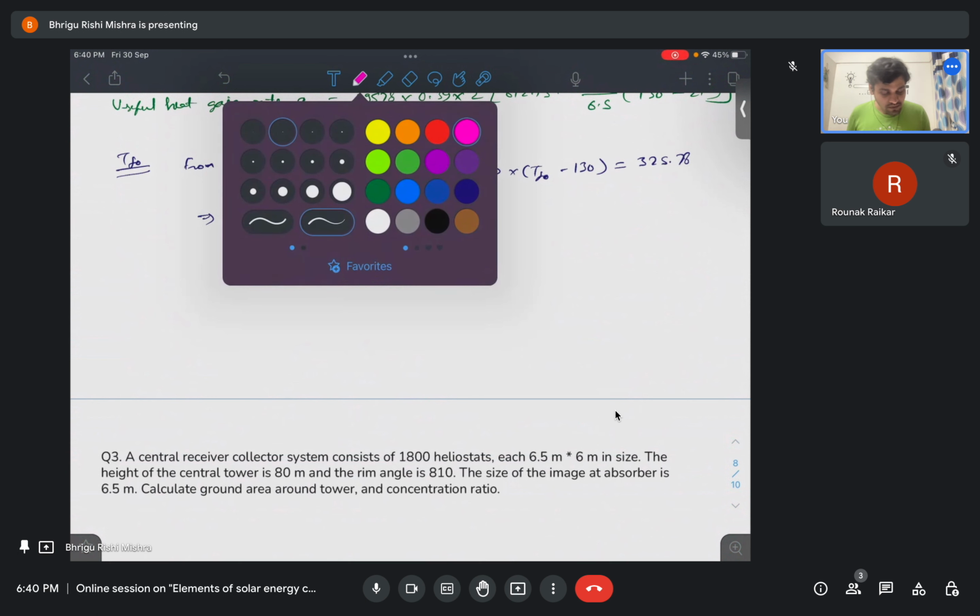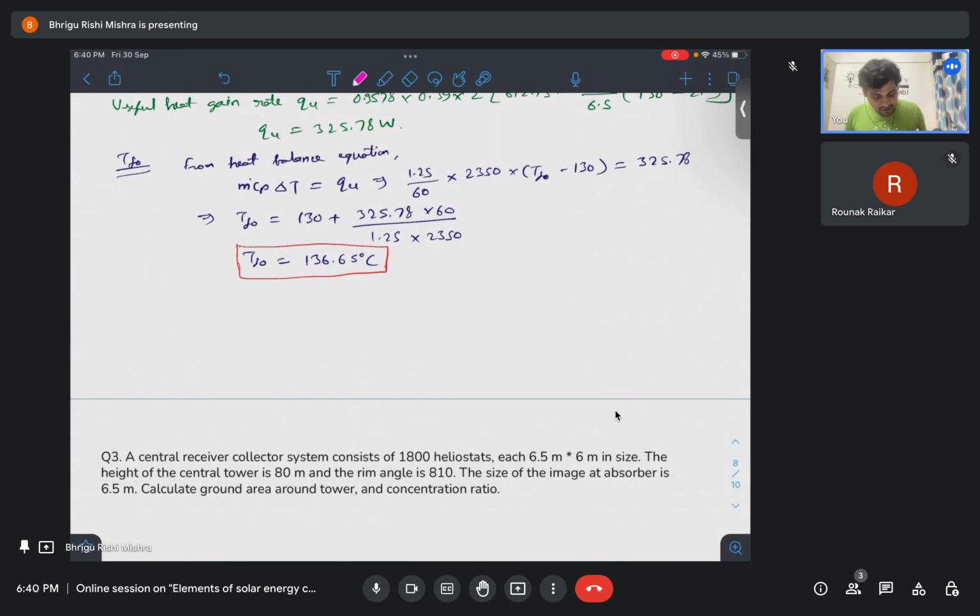Okay, and now the next one is we need to calculate the instantaneous efficiency, that means eta I. So instantaneous efficiency is nothing but the useful heat gain, that means Q upon total energy incident.